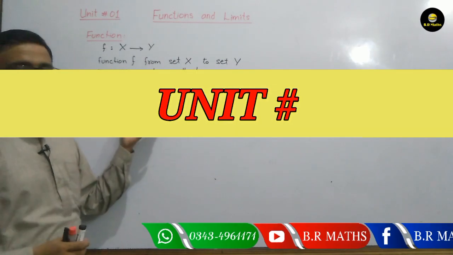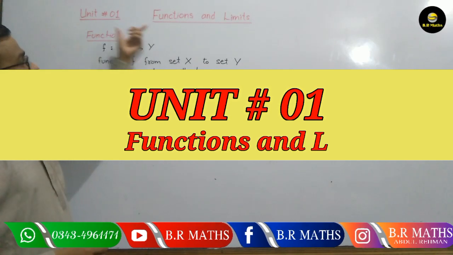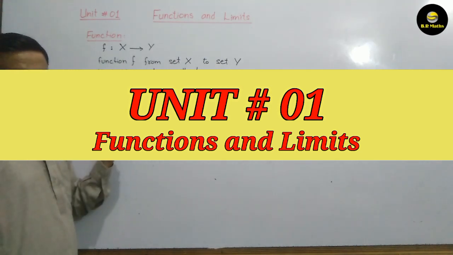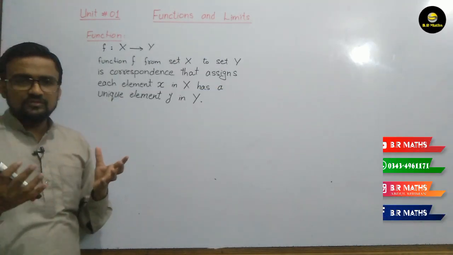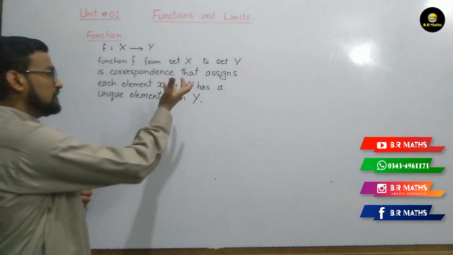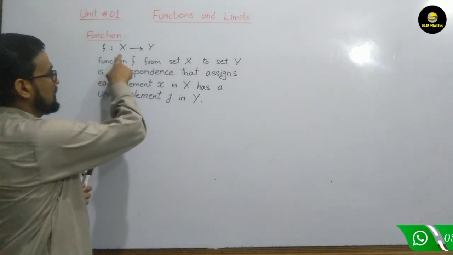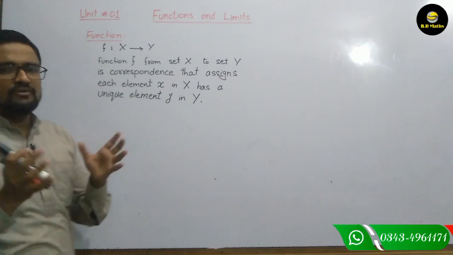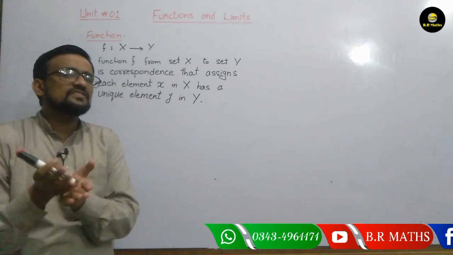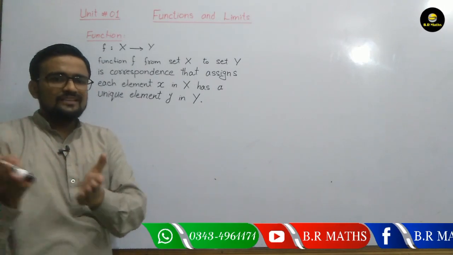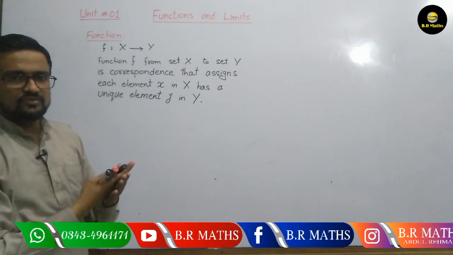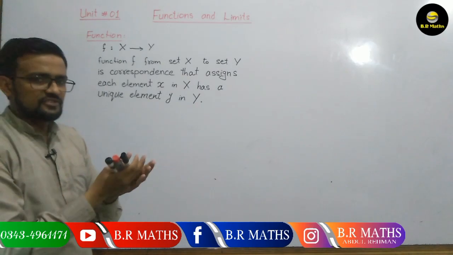Students, today I am here to discuss the first unit, function and limits, and the first topic is a function. A function is a relation between two sets. What is a function? What is a relation? A function f from set x to set y is such that each element of the first set, x, has a unique element in set y, a 1-to-1 correspondence between the two sets. This is called a function.